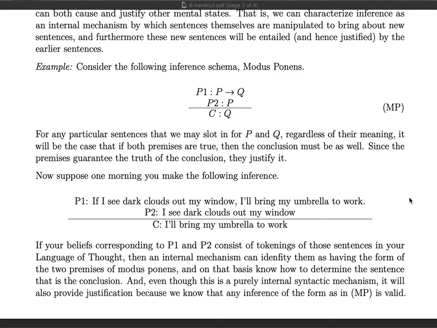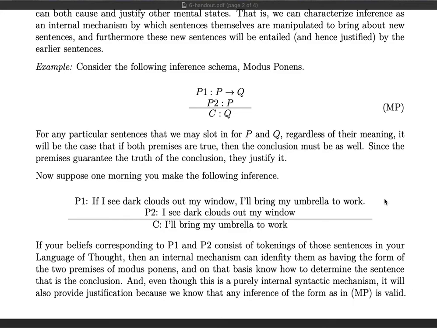Okay, so the idea is that you wake up and you're wondering whether to bring your umbrella to work, and you haven't looked out your window yet, and you think to yourself first, if I see some dark clouds out there, then I'll bring my umbrella. And that's the first premise, or the first belief you have. And the second belief is you gain when you in fact look out the window and you see the dark clouds. And then once you have those two beliefs, you infer the conclusion that you'll bring your umbrella to work. Okay, so this is a kind of chain of reasoning which you engage in. It's a kind of inference that you do.